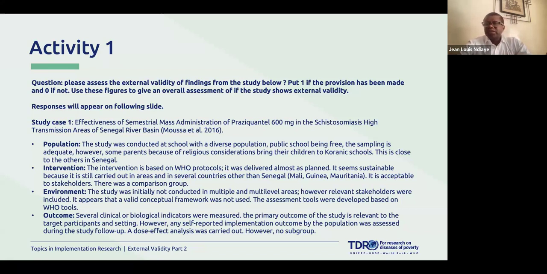As for the intervention, the mass drug administration of praziquantel, 600 milligrams, is based on the WHO protocol. It was delivered almost as planned, and it seems sustainable because it's still carried out on a regular basis in many countries other than Senegal, in Mali, Guinea and Mauritania. This is an intervention that is really very acceptable. And there was also a comparison group to look at the effect, because this is an effectiveness trial.